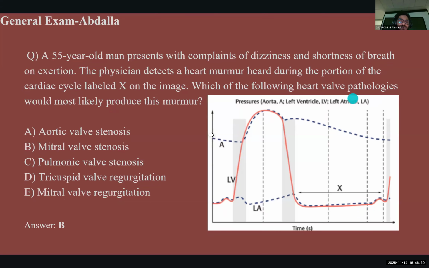Yep, perfect. Mashallah, guys. So, how do we approach this question? They mentioned a heart murmur that's heard during the part labeled X. So what is the part labeled X? Can someone tell me?